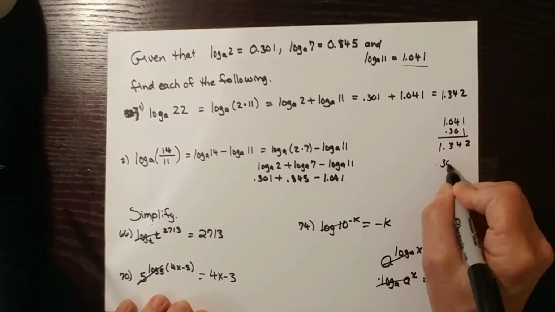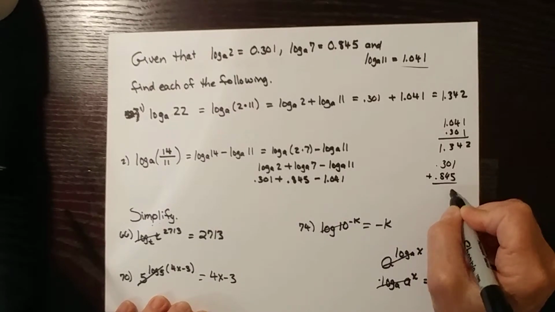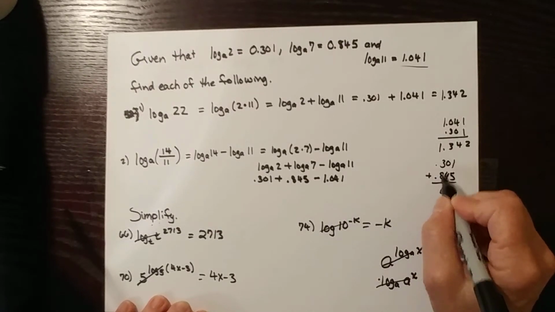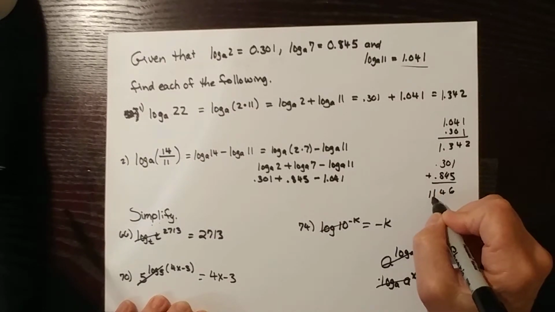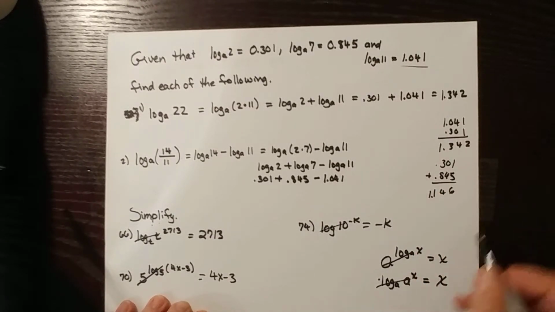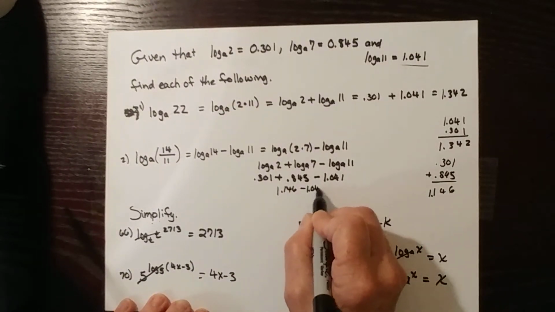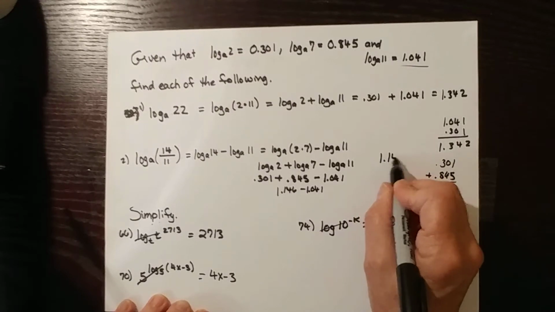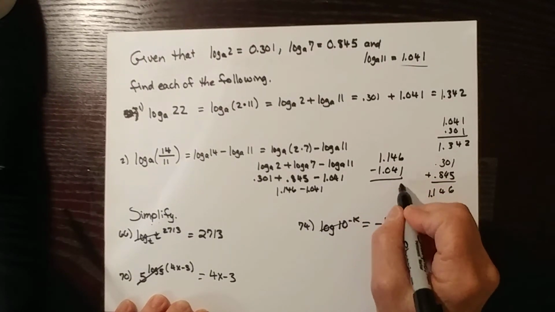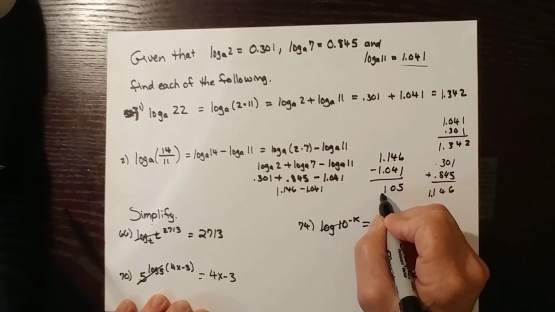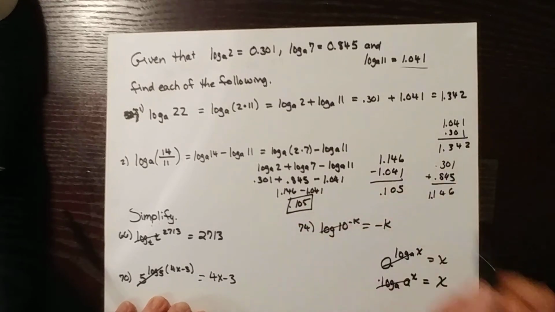So 0.301 plus 0.845. That's a 6, that's a 4, 8, 9, 11. Oh, I have to line up my decimal. 1.146. So this is 1.146 minus 1.041. So 1.146 minus 1.041. 6 minus 1 is 5. 0, 1. This is 0.105. We can get the answer right there.